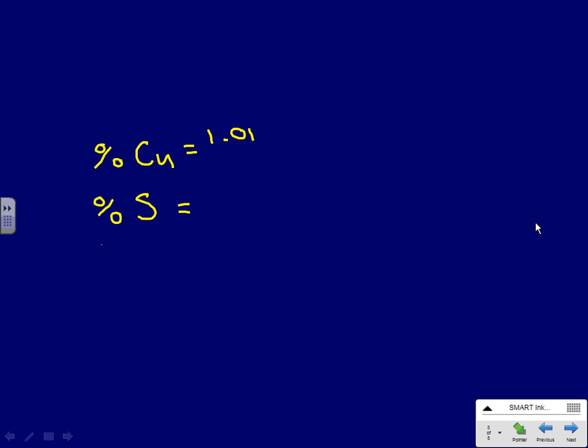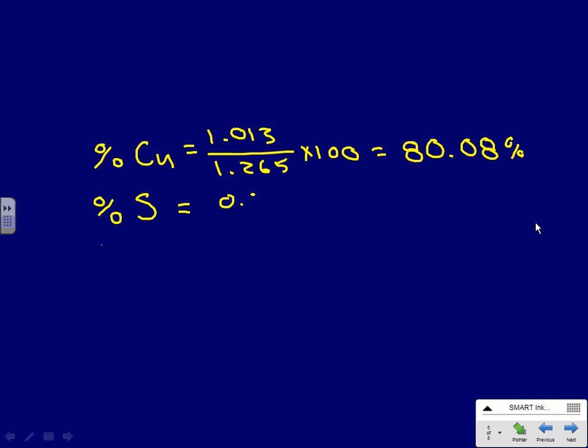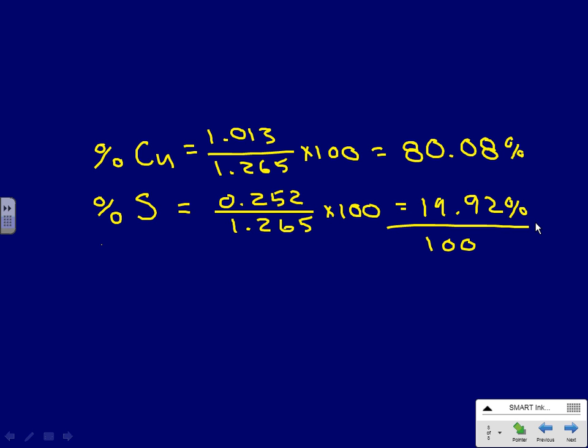Yeah, let's keep going. Yep. Times 100, and what do you got? 80.08%. Excellent. That's to 4 significant digits. Excellent. That's good, because 100 is like a perfect number. It's got lots of significant digits. And keep going, Abby. What's the next one, or do you have it? Yep. 252 over 1265 times 100. 19.92%, and that does add up to 100%.